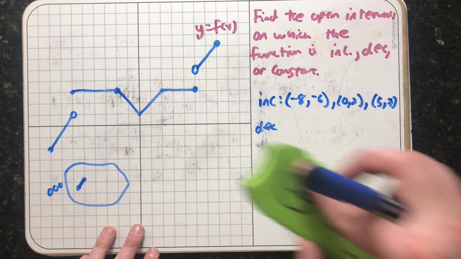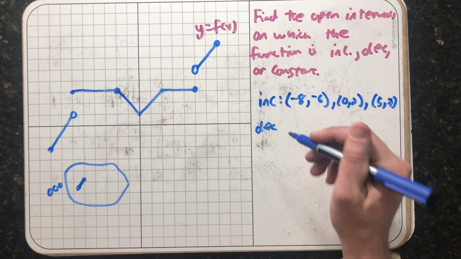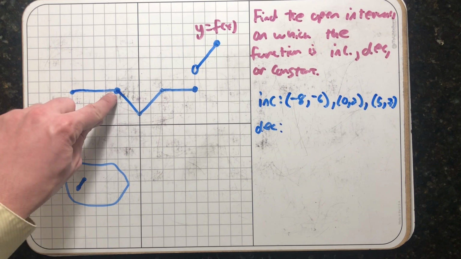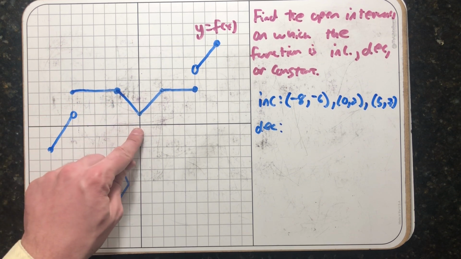All right, well, I want to put that back the way it used to be, and look for any spots where my function is decreasing. So the graph's going down from left to right. Well, here we have a nice spot, and that's from minus 2 to 0.